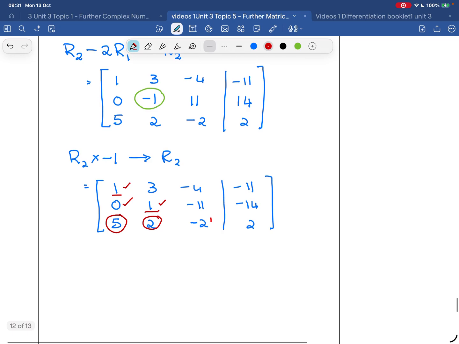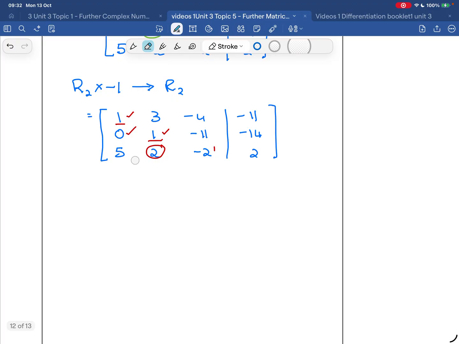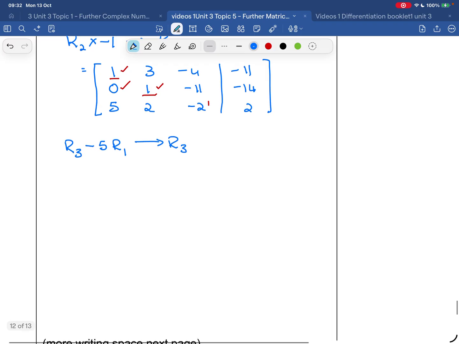Okay, now in order to get my 0 in my 5, I'm going to say row 3 minus 5 times row 1. Okay, let me take out these reds because they make it a bit difficult to see. So I'm going to say row 3 minus 5 times row 1, and I'm putting it into row 3. So I am not touching row 1. I'm not touching row 2.